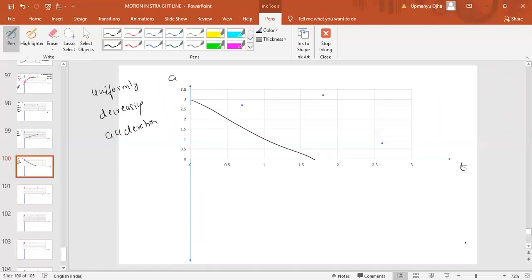Now it is the acceleration versus time graph. Now, just look at the graph. Why is it an A versus T graph?